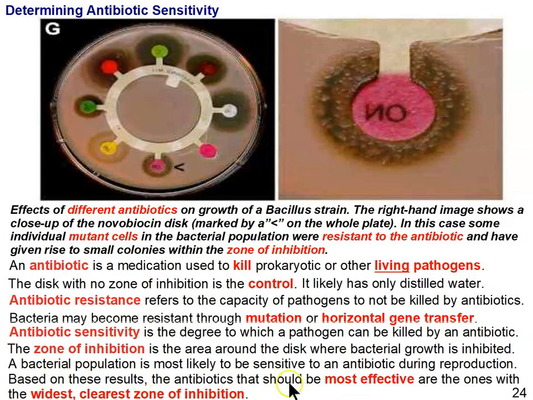So based on these results, as I already pointed out, the antibiotics that should be most effective are the ones with the widest and clearest zone of inhibition. So it's not just the widest, but it's also the clearest. Again, for example, these two have about the same size zones of inhibition. They're both relatively ineffective, but the novobiocin is really ineffective because of these little colonies that are growing within the zone of inhibition. So that's how this system works, and you need to know this. I've seen this on the end of course exam, so it's an important concept to have.